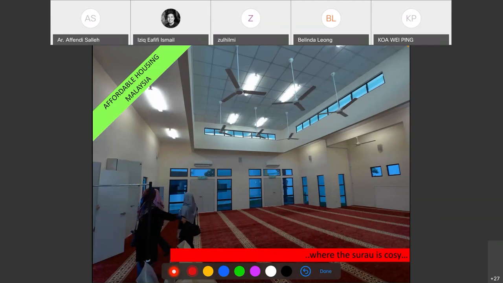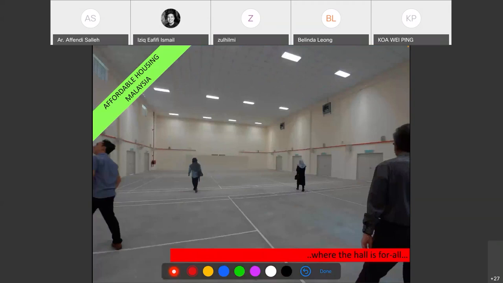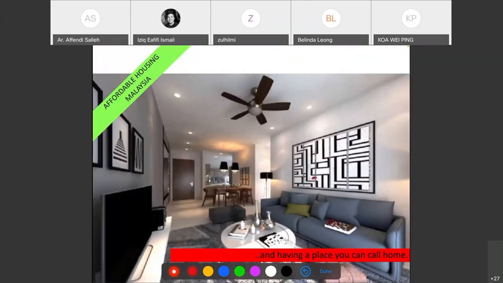And the hall, this is the surau, for example, right? It is currently the heart of the community. The majority is Muslim anyway, and the hall they can use for sports events or as a wedding hall. Open up this door, join up to the garden just now, and at least the house owner can have this 1,000 square feet of apartment and call it their home.